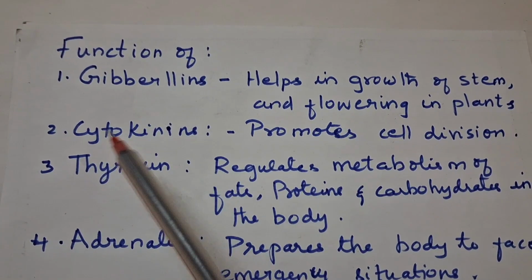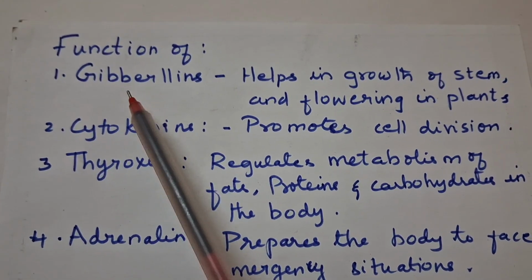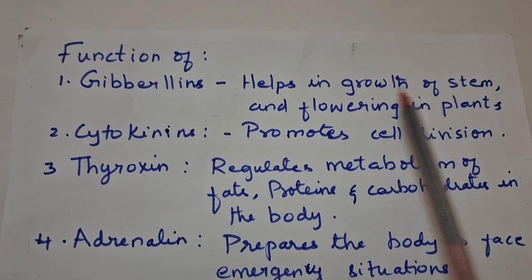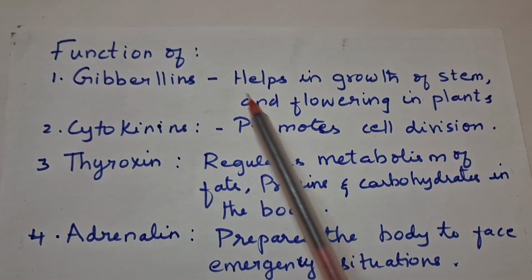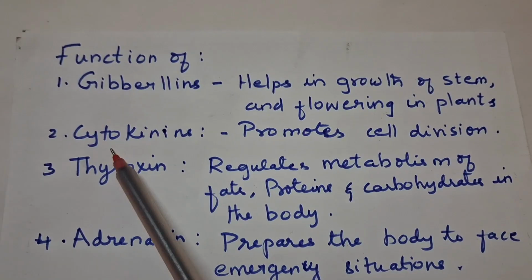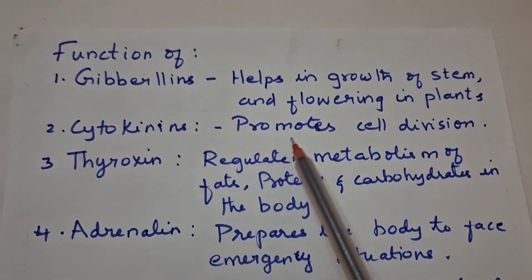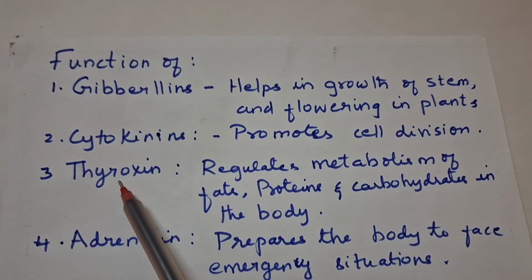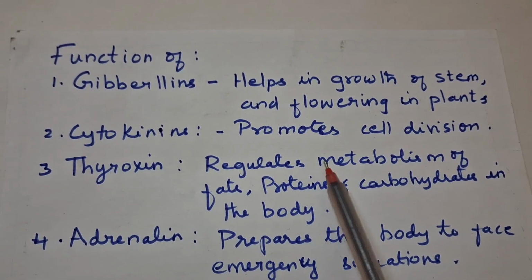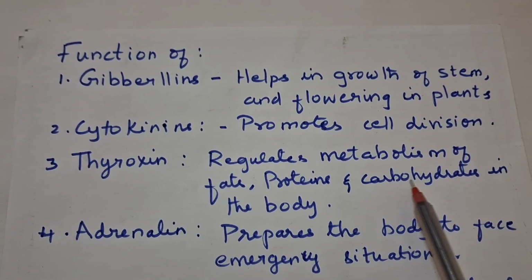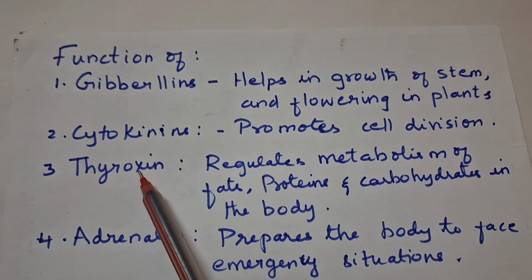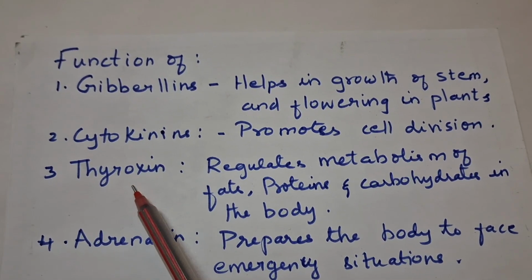Next in biology, functions of certain hormones. Gibberellins help in growth of stem and flowering. Flowering is caused by this plant hormone. Cytokinins promote cell division, cyto. Thyroxine regulates the metabolism of fat, proteins and carbohydrates in our body. Thyroxine is secreted in the thyroid gland.